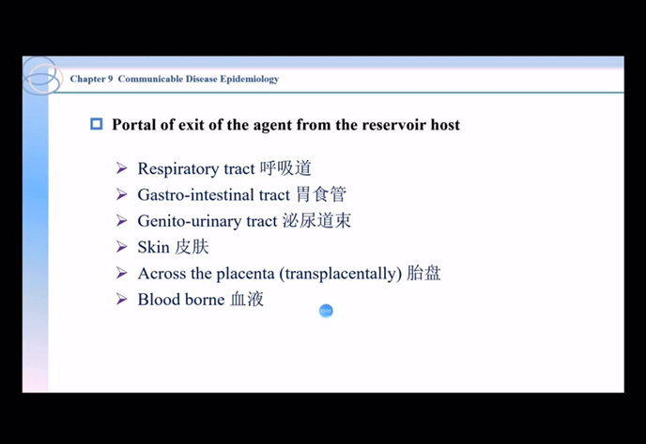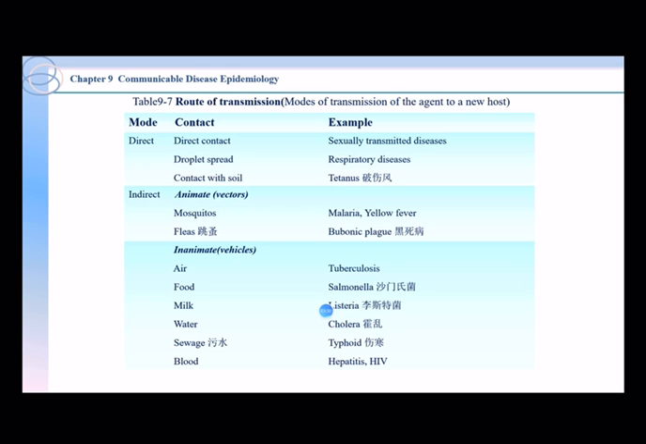And the pathogens can be spread or transmitted from the reservoir host. They can be transmitted through the respiratory tract, gastrointestinal tract, genitourinary tract, skin, or they can cross the placenta or the blood. Here are some examples for the transmission routes.